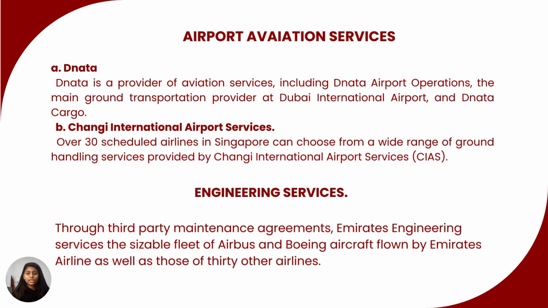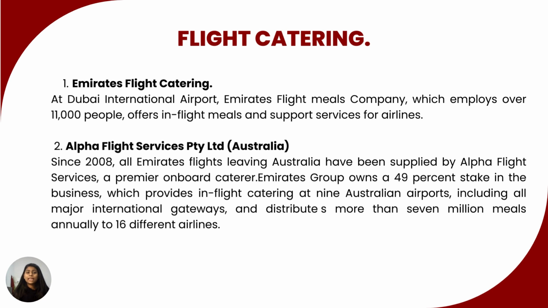Then it has engineering services, like maintenance agreements for the sizable fleet of Airbus and Boeing aircraft flown by Emirates Airline as well as 30 other airlines. Another subsidiary is flight catering, which includes Emirates Flight Catering and Alpha Flight Services Limited. Emirates Flight Catering employs 11,000 people and offers flight meals and support services. And Alpha Flight Services is based in Australia, a premier on-board caterer in which the Emirates Group has a 49% stake.